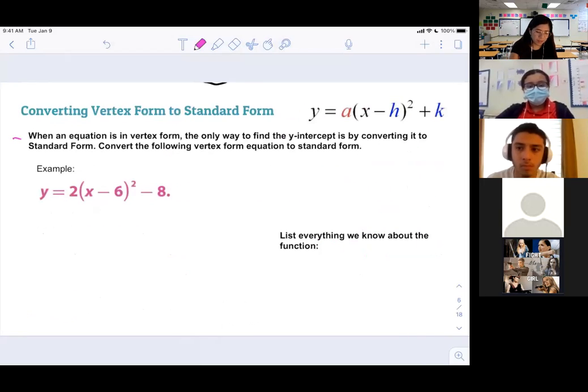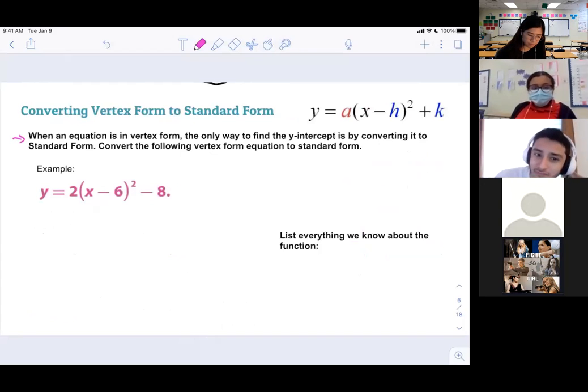Tyrone, what do we need to do? When an equation is in vertex form, the only way to find the y-intercept is by converting it to standard form. Convert the following vertex form equation to standard form. All right, so now we need to convert this into standard form.